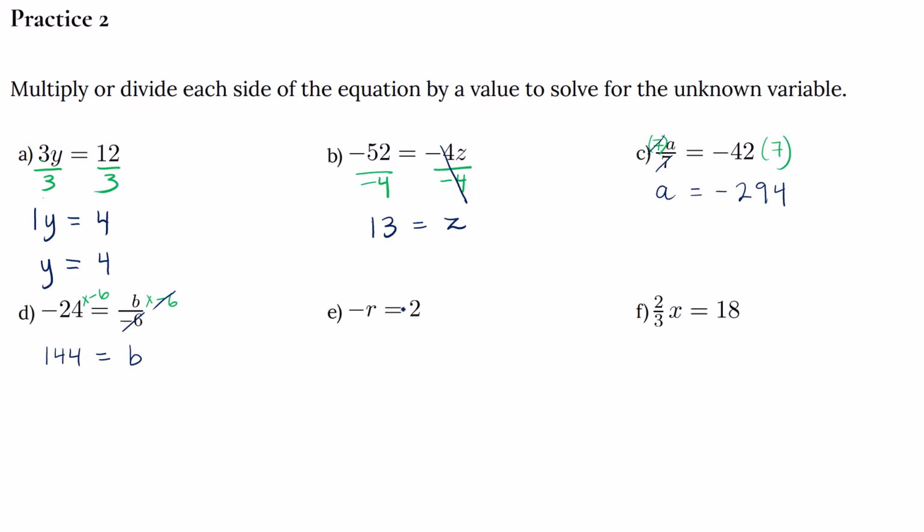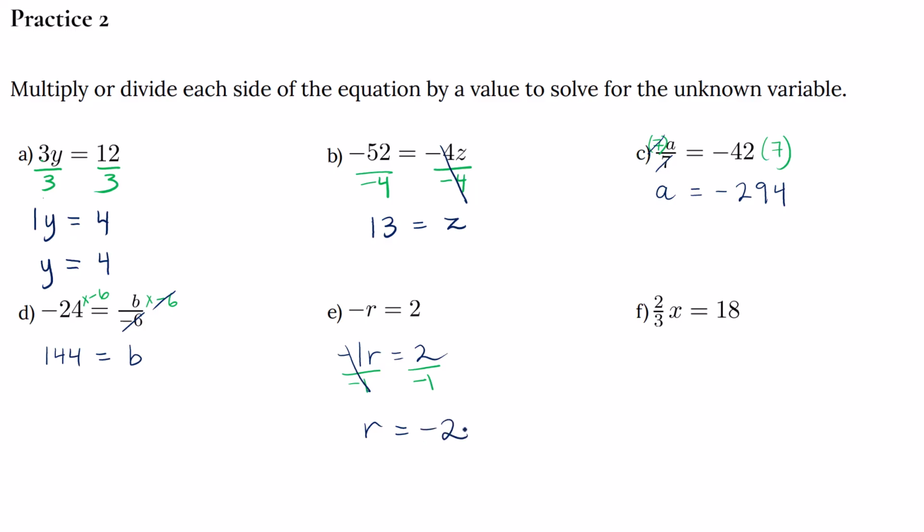When we have a negative in front of our unknown variable, it technically means we have -1. So -r is the same as -1r, but a lot of the time we don't write the 1. Rewriting it like this shows us that r is multiplied by -1, so that means to get r by itself, we'll have to divide both sides by -1. -1r divided by -1, we just are left with the r, and on the other side, 2 divided by -1 is -2.